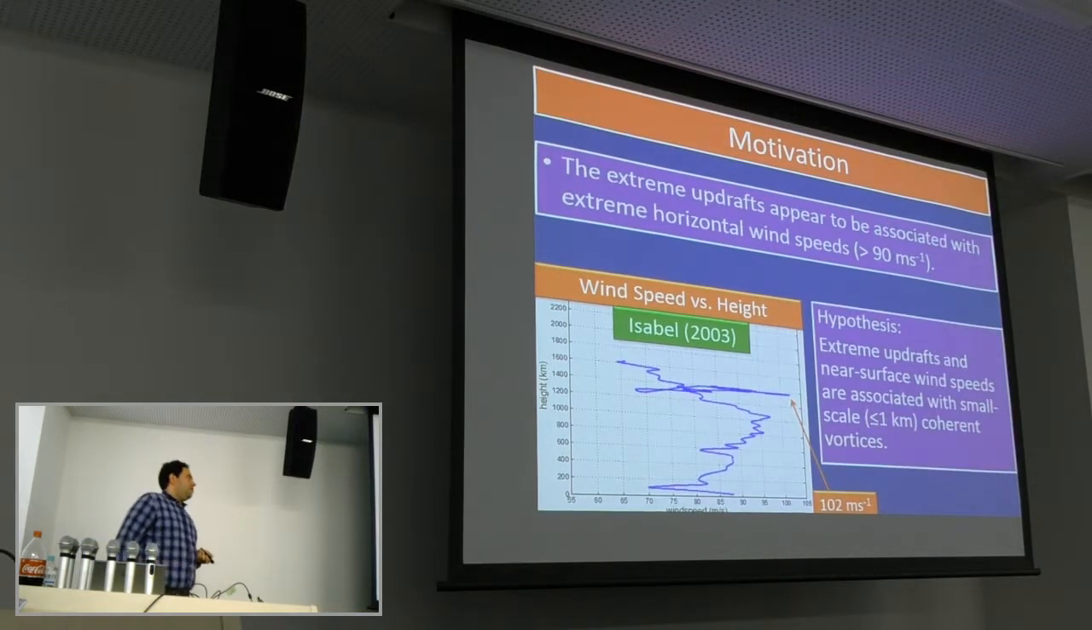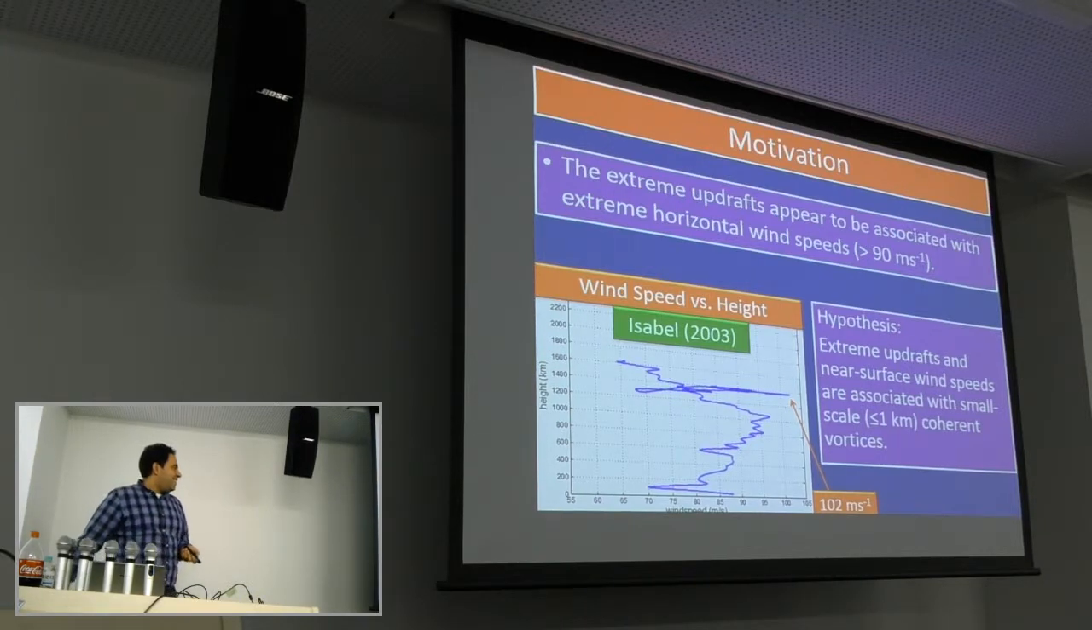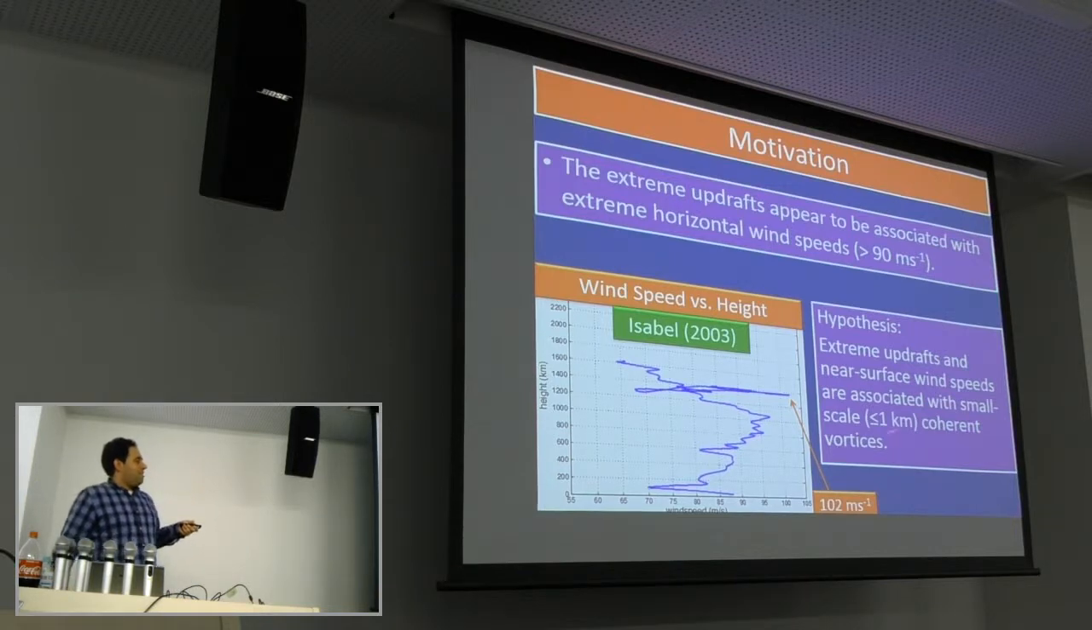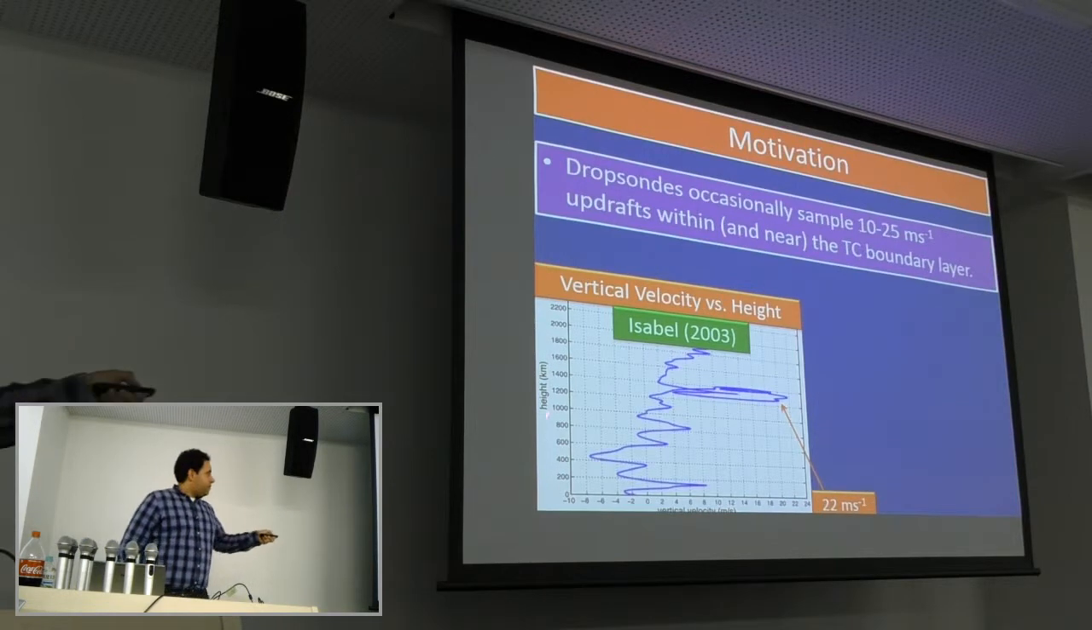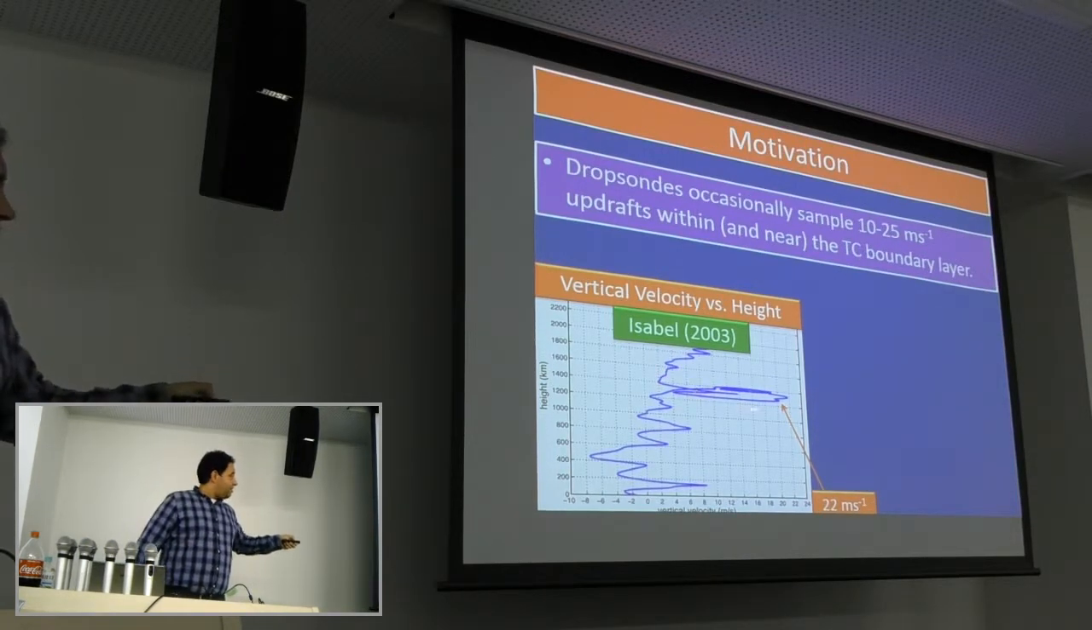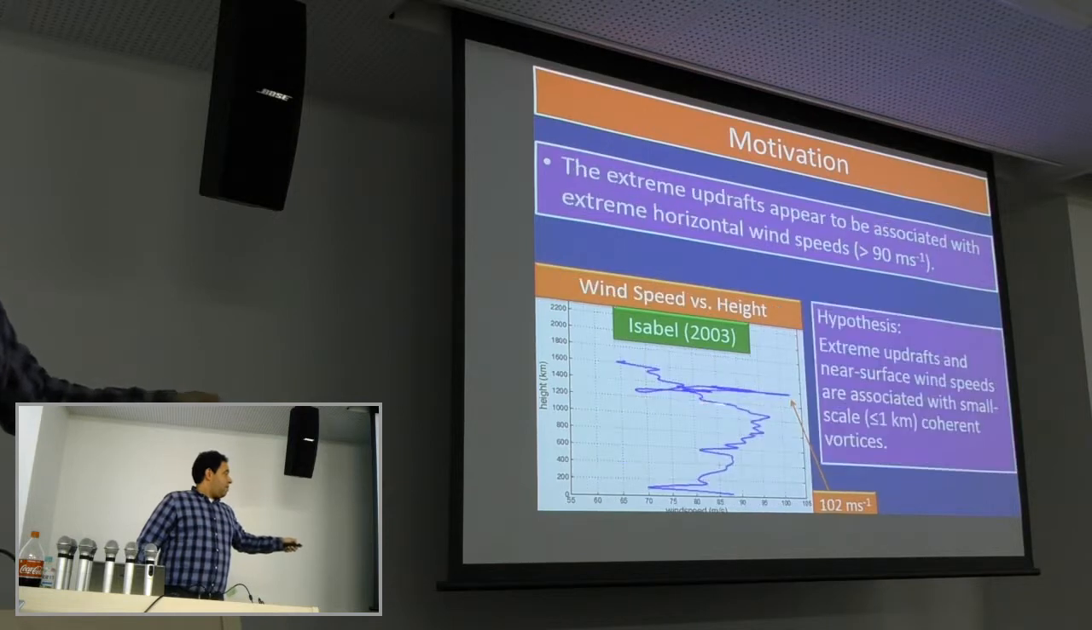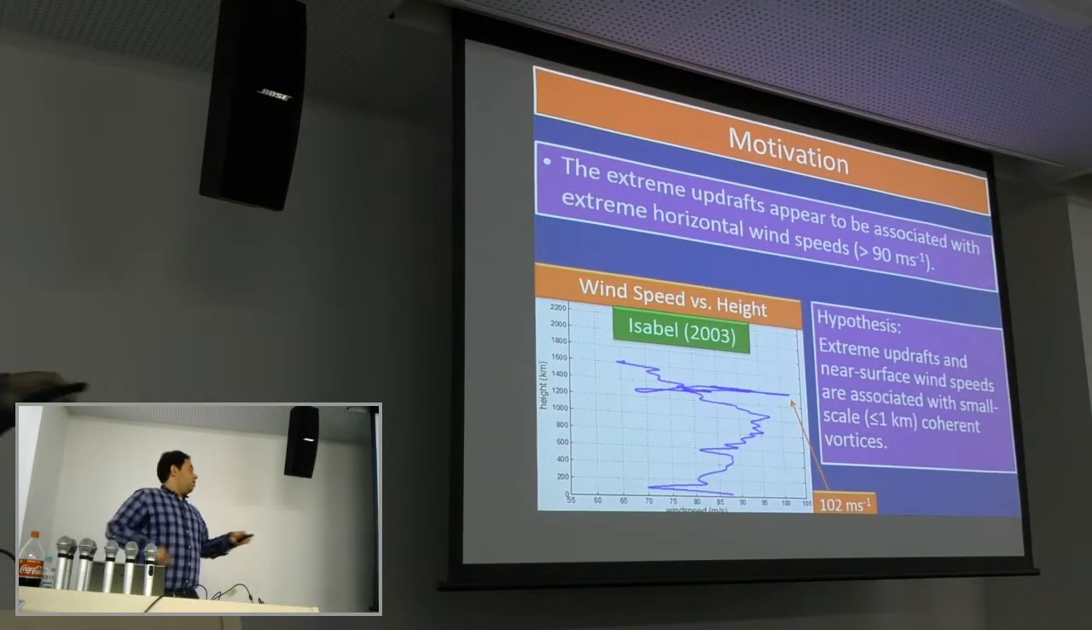So the hypothesis is that extreme updrafts and near-surface wind speeds are associated with small-scale coherent vortices with a scale of less than a kilometer. Because the extreme updrafts appear to be associated with similar extremes in the horizontal wind speeds, there's a close association in this case. The region with a really strong updraft is the same as the region where you have a really strong gradient in the horizontal wind speed.